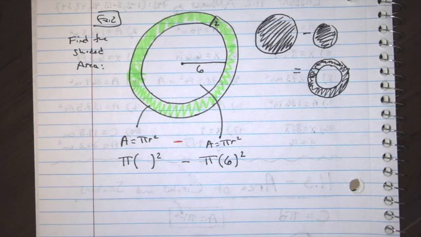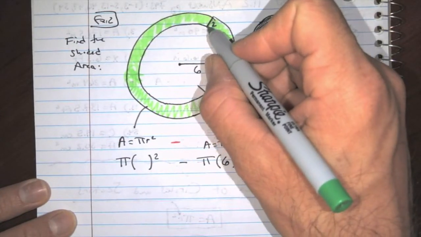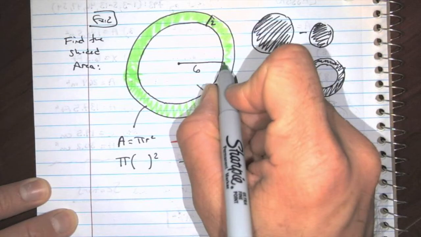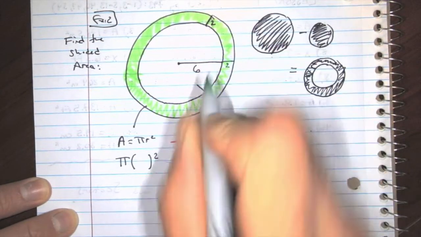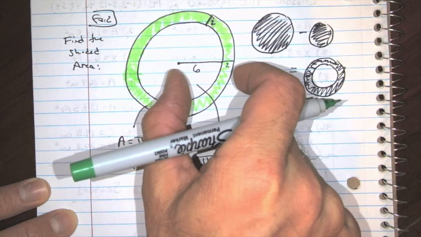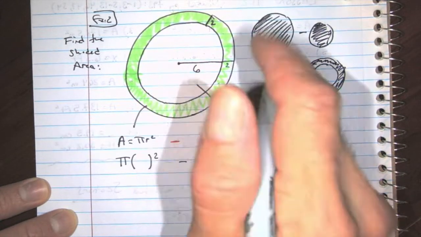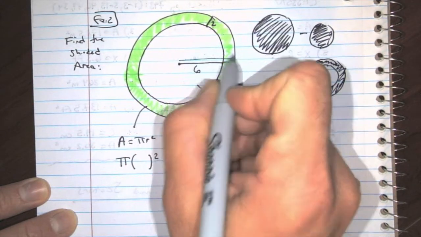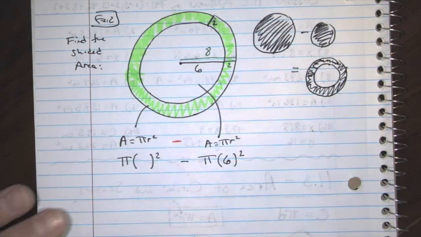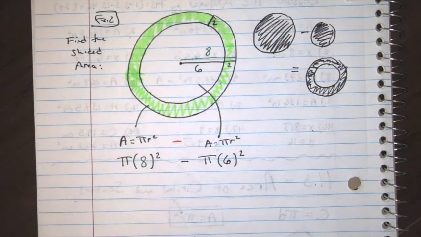Now to find the radius of the big circle, it's not that difficult, folks. If the distance between the small circle and the big circle is 2, then you can also come down here and say that distance is also 2. So then the radius from the center to the outermost edge is going to be a grand total of 8. And that's the radius of the large circle. So let's go ahead and throw that in there.